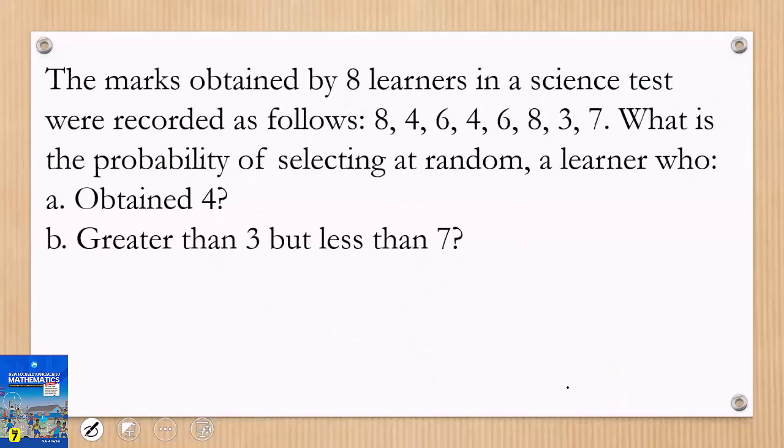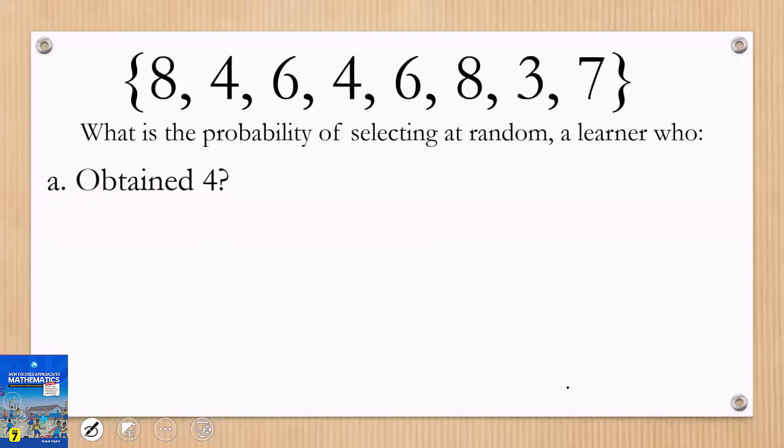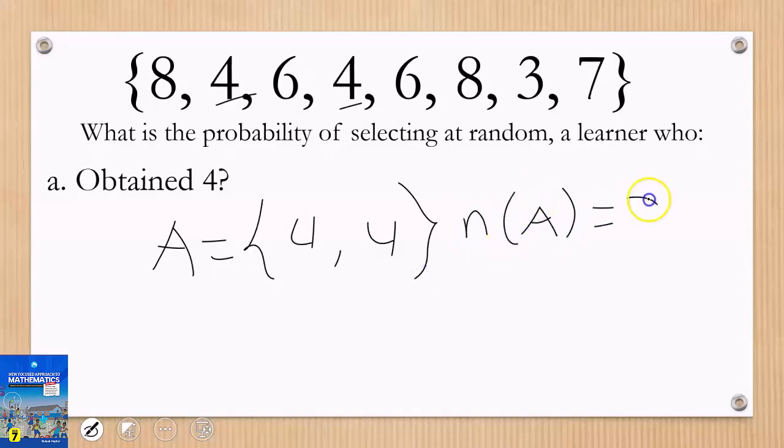Good. Let's take the last example. The marks obtained by 8 learners in a science test were recorded as follows: 8, 4, 6, 4, 6, 8, 3, 7. What's the probability of selecting at random a learner who obtained 4? So let's pick all the 4s out of the set and call that event A. We have 4 and then we have 4 again. So the number of events is 2.